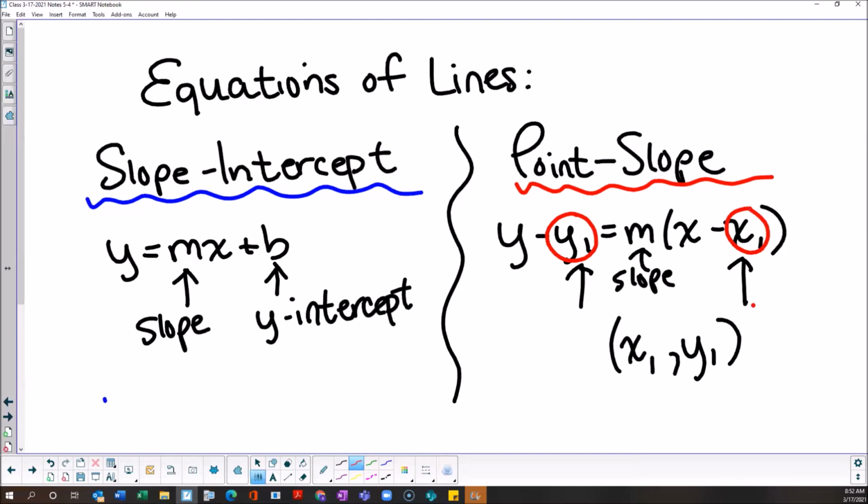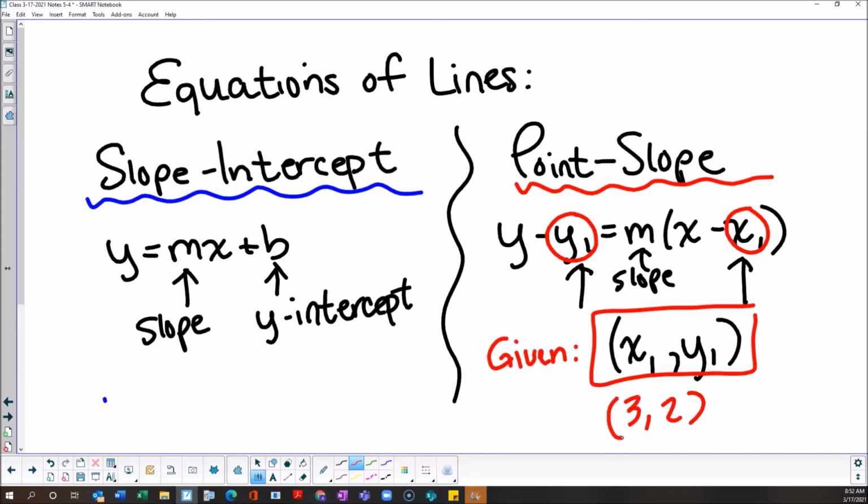So, like you're going to be given this. It might say, write an equation of a line that's tangent to the circle at point (3, 2). If we give you a point (3, 2), x1 is just whatever the x value is, and y1 is whatever the y value is. Okay? So we'll do a couple like that.